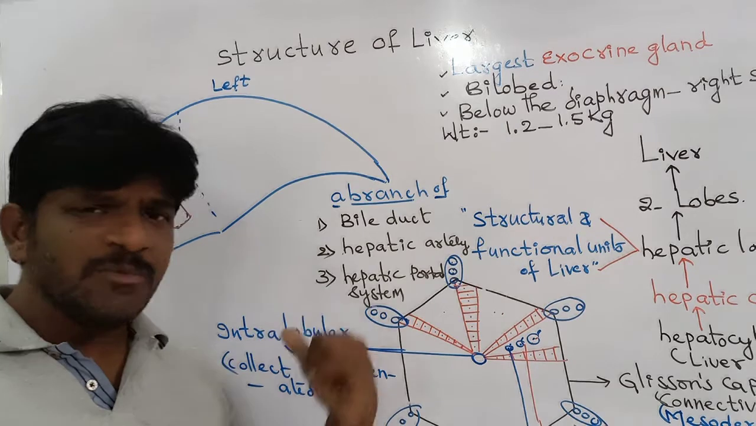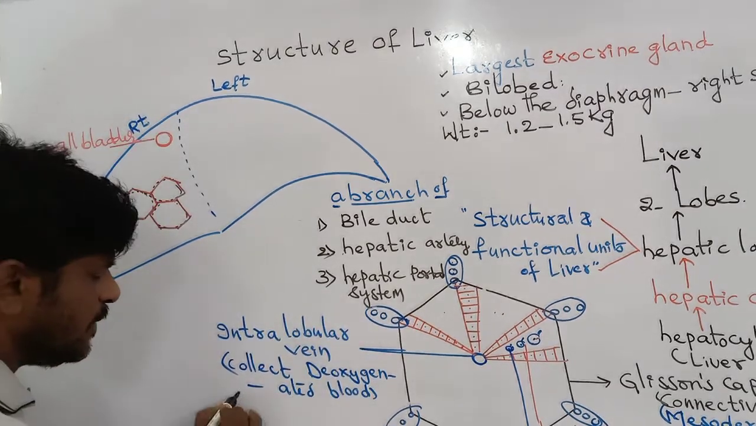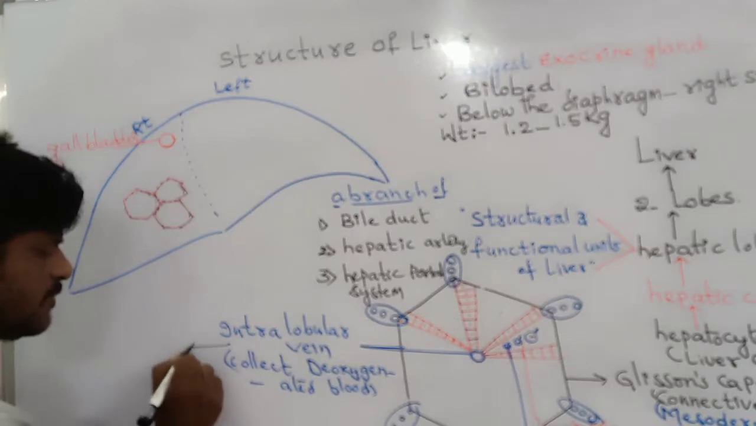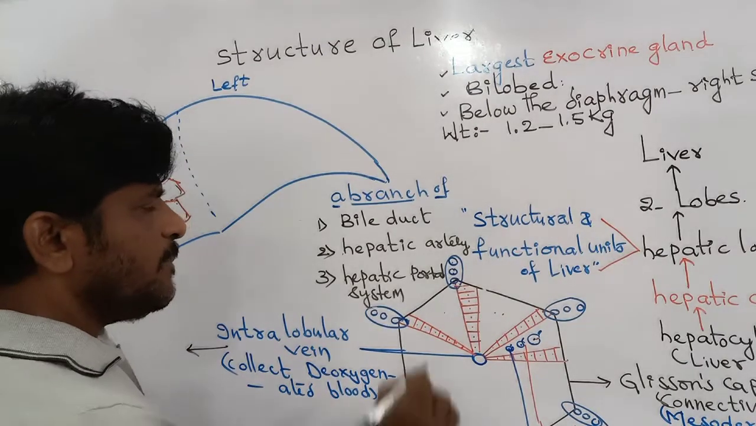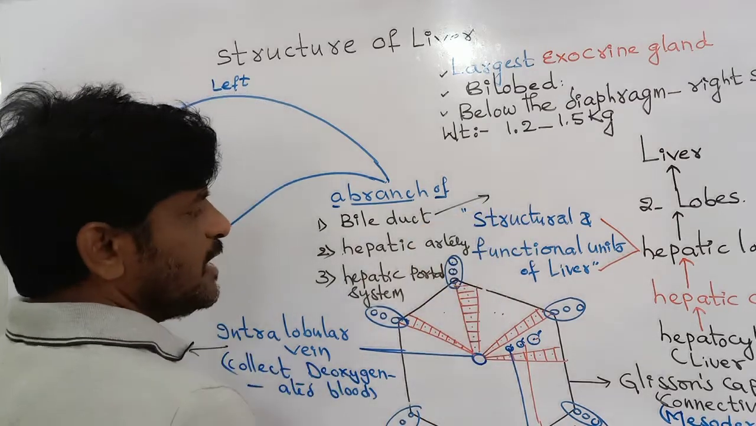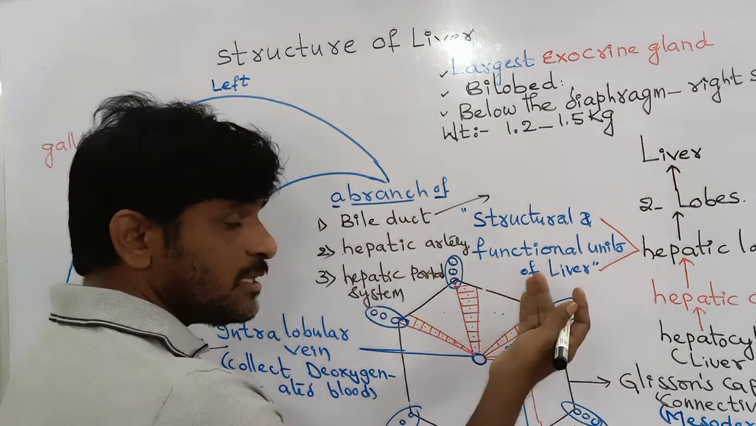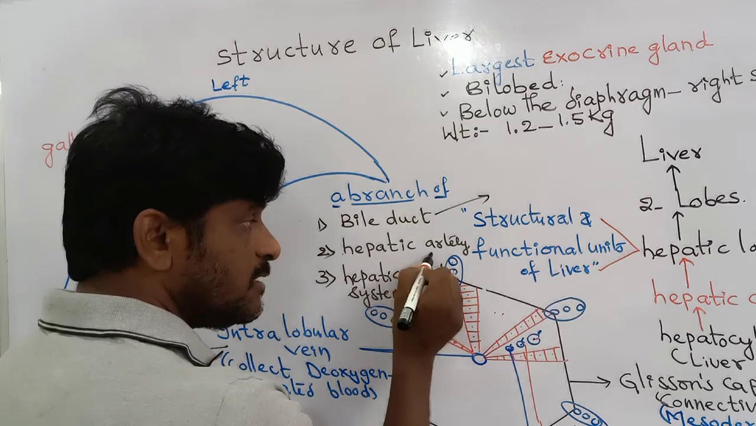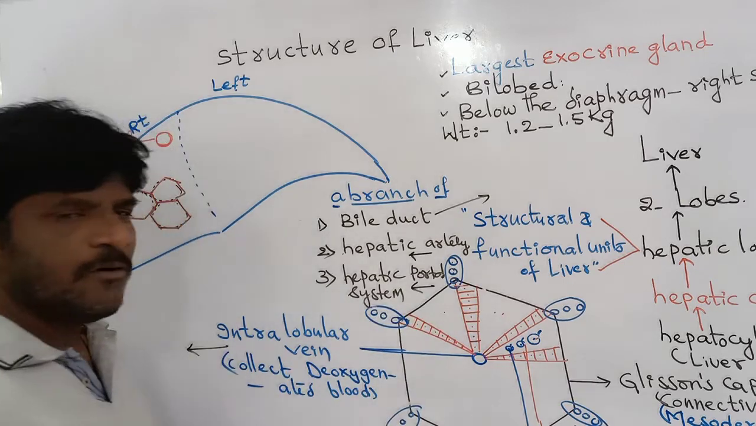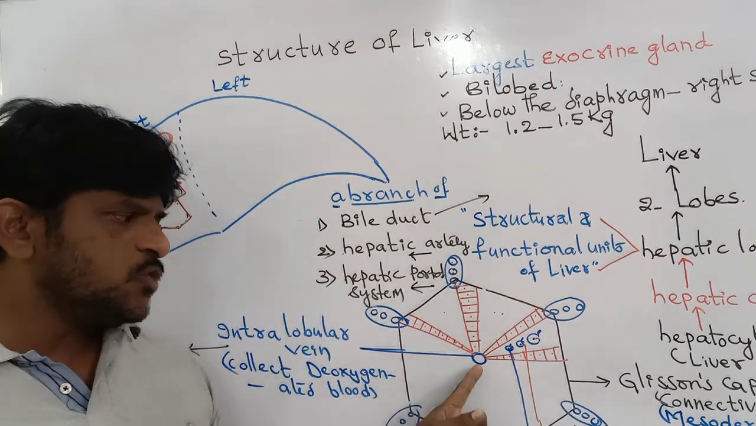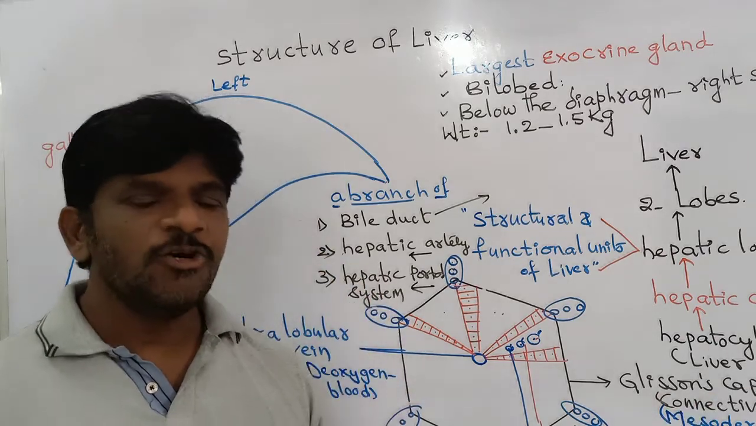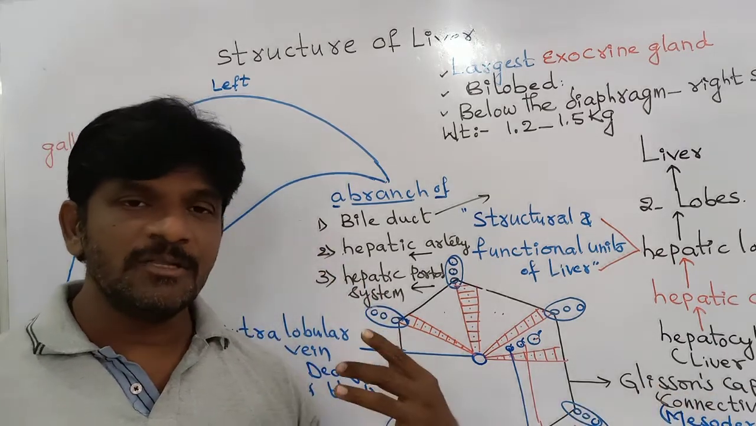The intralobular vein comes out because it is collecting the deoxygenated blood from the lobule, and it is exiting. The hepatic bile duct is also exiting. The hepatic artery, which supplies blood to the liver, enters into the liver. The hepatic portal vein also enters into the liver. Therefore, amongst 3 plus 1, 4 structures, 2 are exiting and 2 are entering the liver.